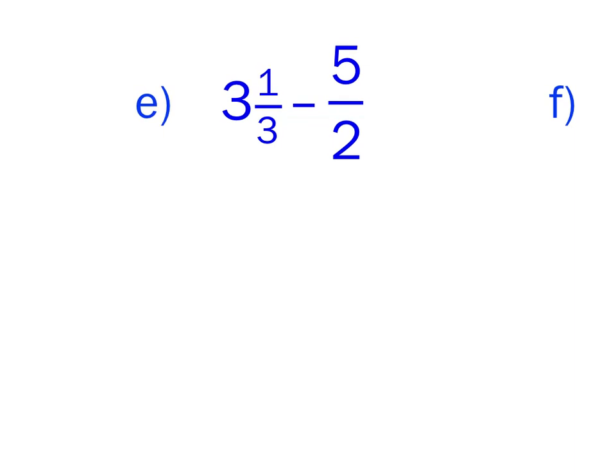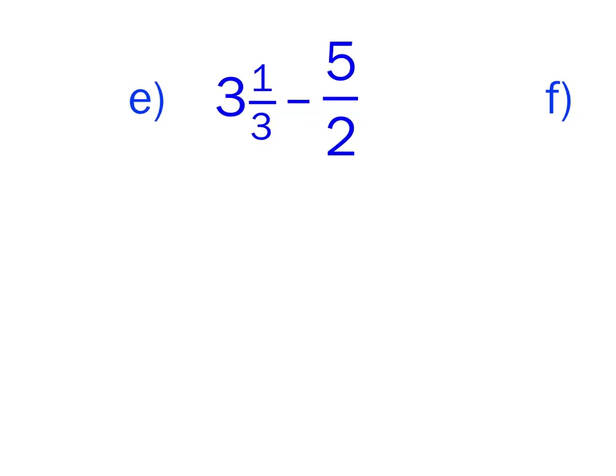3 1/3 minus 5/2. 5/2 is an improper fraction, but these denominators are not the same. So we're going to make them the same. So Aaron, what would the common denominator be? The common denominator is 6. So it's going to be 3 and something over 6 minus something over 6. So how many 3's are in 6? 2. So we multiply 1 times 2, and we get 2.